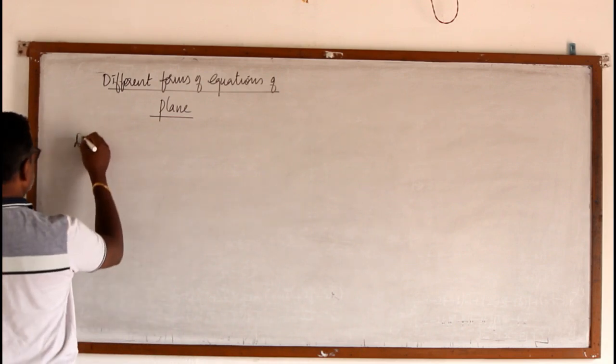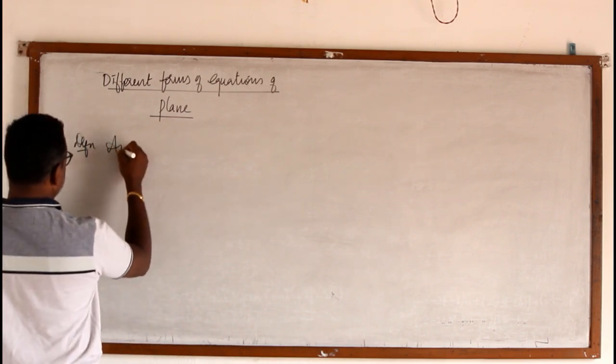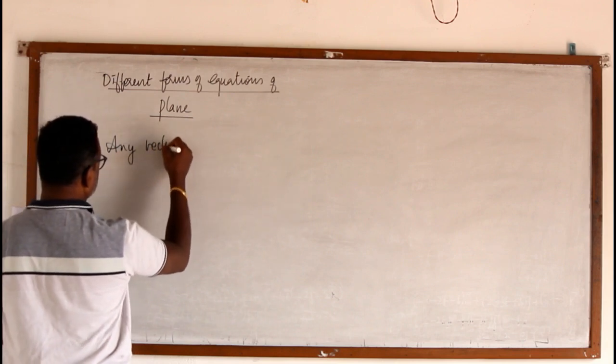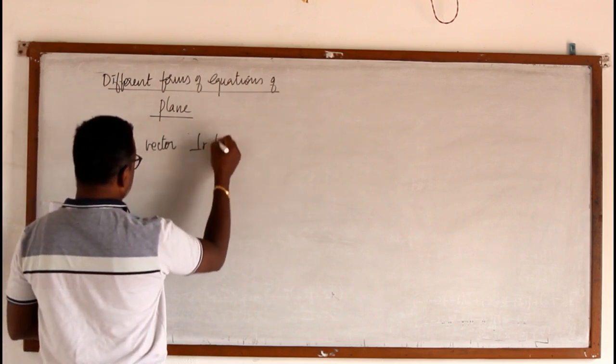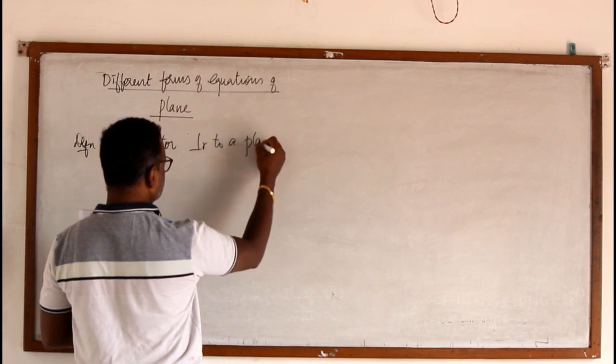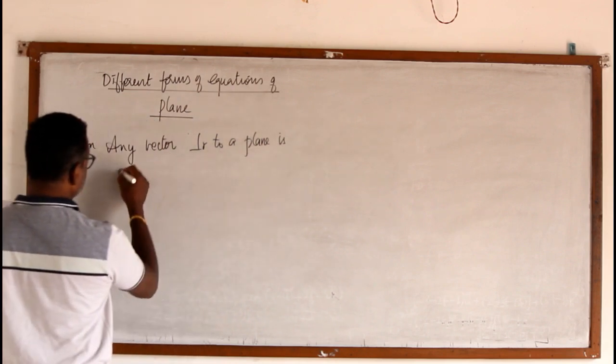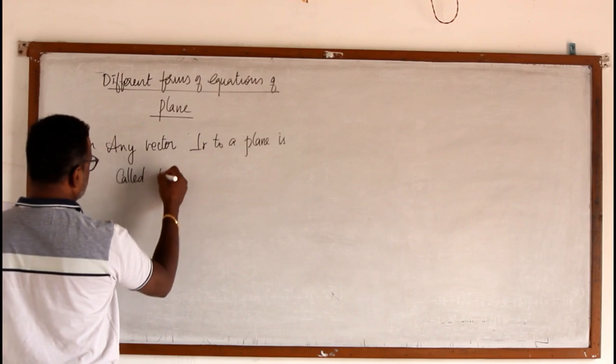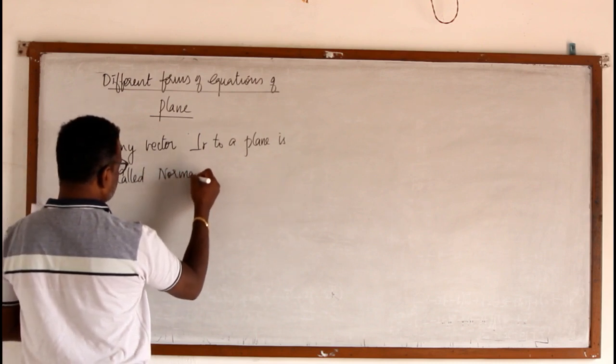So definition. Any vector perpendicular to a plane is called normal vector.